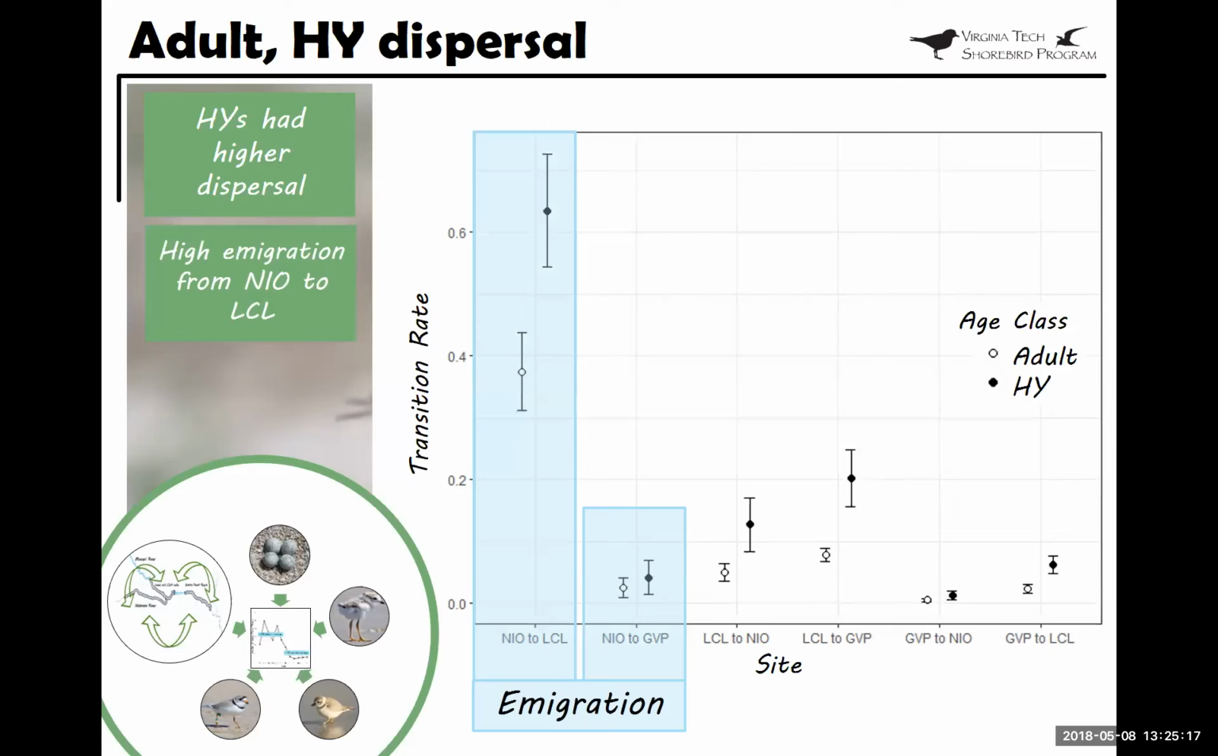The dispersal rate changed based on which site you started at. So the emigration rate from the Niobrara, which I've outlined in blue here, was high, notably to Lewis and Clark Lake, which is the left-hand bar there. There was about a 50% chance that a bird would leave the Niobrara for Lewis and Clark Lake from one year to the next. Adults are typically highly site loyal, so there was a nearly 40% chance that adults would change sites, which indicates that this could be a major contributor to the decline that we observed.